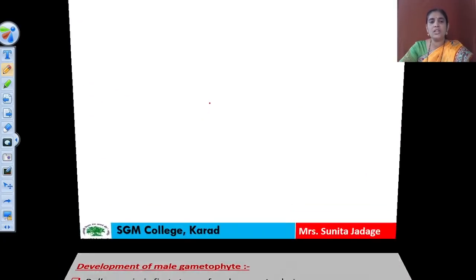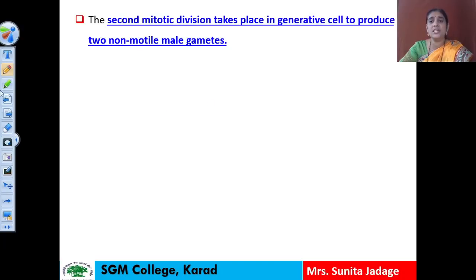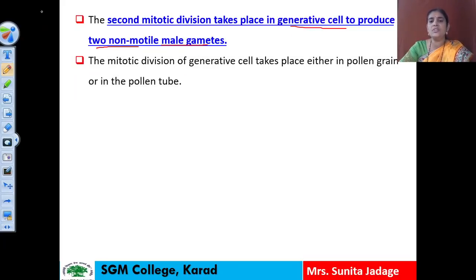The second mitotic division is taking place here in the generative cell to produce two non-motile male gametes. Generally this mitotic division is taking place either in the pollen grain or in the pollen tube, because in some plants the male gametes are formed in the pollen grain, while other plants show the development of the male gametes in the pollen tube. So this second mitotic division takes place either in the pollen grain or in the pollen tube.